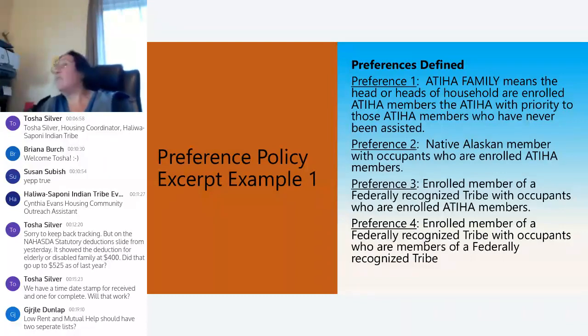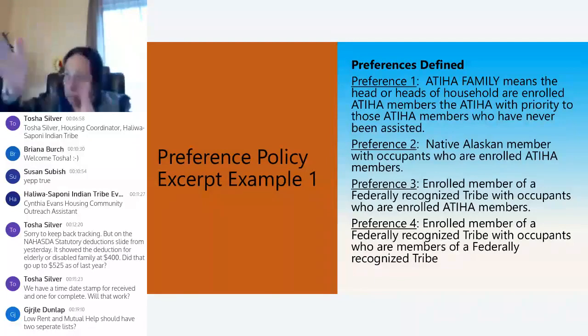So if they have anybody from their particular tribe or area, they're going to get in before I do. But I am legally allowed to be served because I'm a card-carrying Native. So that's the reason that you do that. An enrolled member of a federally recognized tribe with occupants who are enrolled ATIHA members. So maybe I'm in there non-married, but my children are members of that particular tribe.